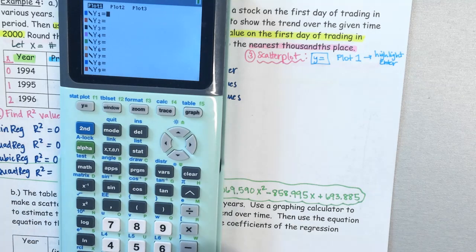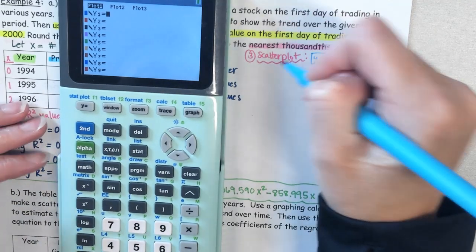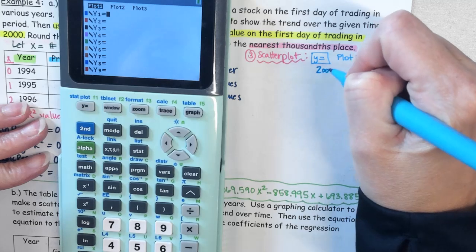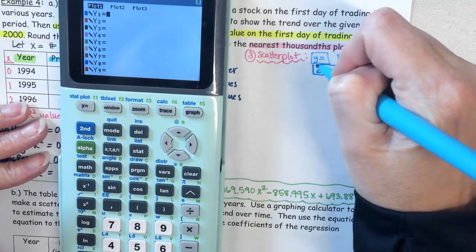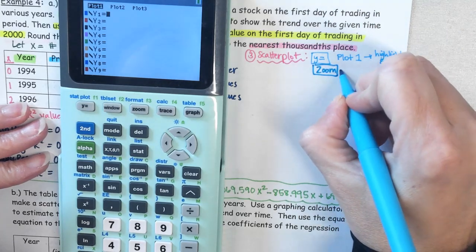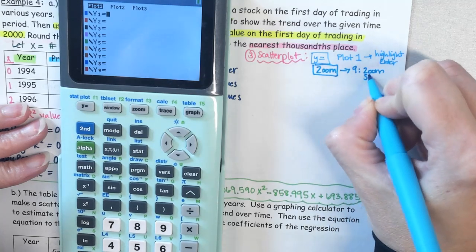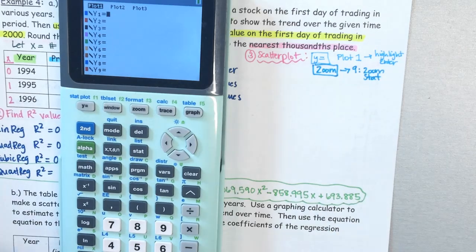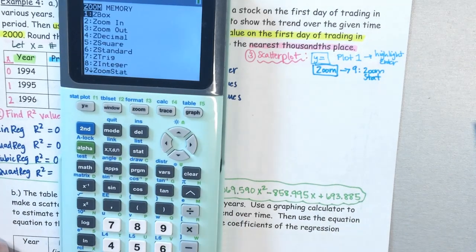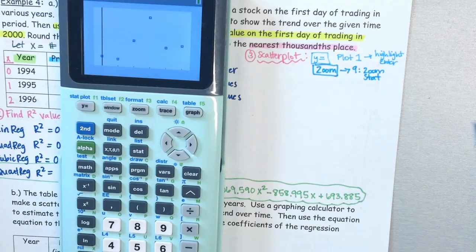Okay, so then to see the plot, you just have to adjust your window, and that you're just going to hit the zoom button. Okay, and then you can just hit number 9. This is called ZoomStat, and it automatically zooms to your statistics. Okay, so we're going to hit zoom 9. And there it is, all of your data points.